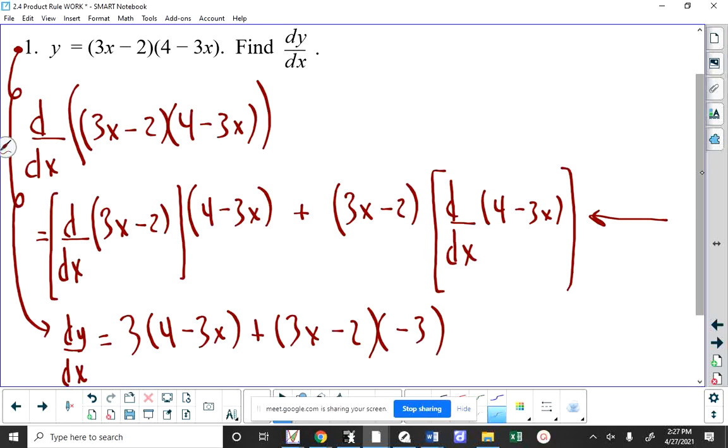Now I get in autopilot and I just do it without thinking too much, but let's break this down. What I did was I looked at the first, which I'm finding the derivative of right now, and I said the derivative of that is 3, so I wrote 3 down. Then I looked at the second, which is 4 minus 3x, and I wrote times 4 minus 3x. Because the derivative of the product is the derivative of the first times the second, plus the first, so I wrote the first down, and then I multiplied by the derivative of the second. The second is 4 minus 3x with a derivative of negative 3.